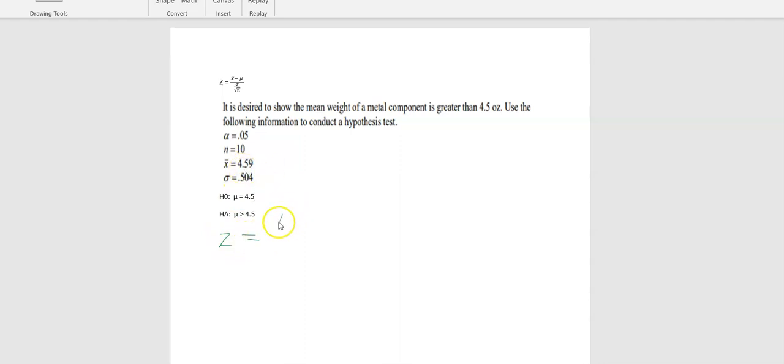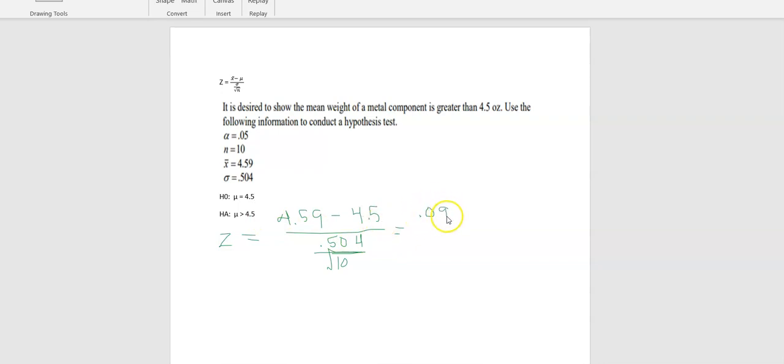So X bar is 4.59. Our mean is 4.5. Our standard deviation is 0.504. And our sample size is 10. And it didn't tell us it's normal, but we're going to assume that this was a normal distribution. All right, so this gives us 0.09 on top.